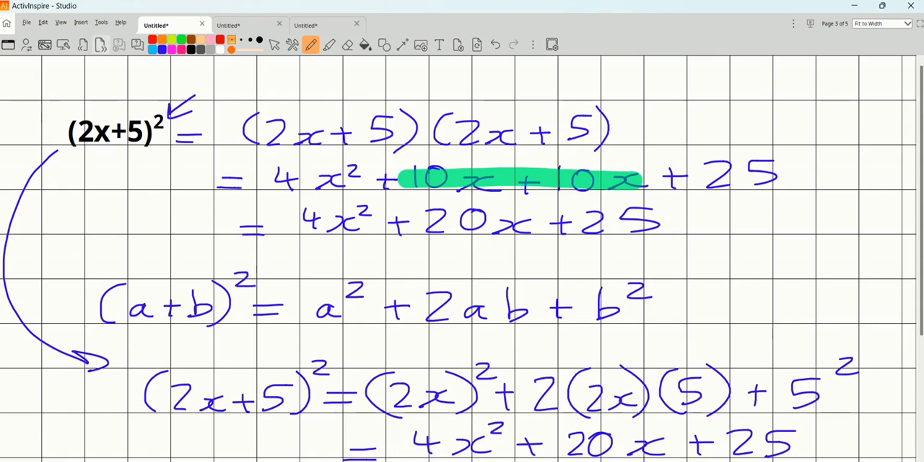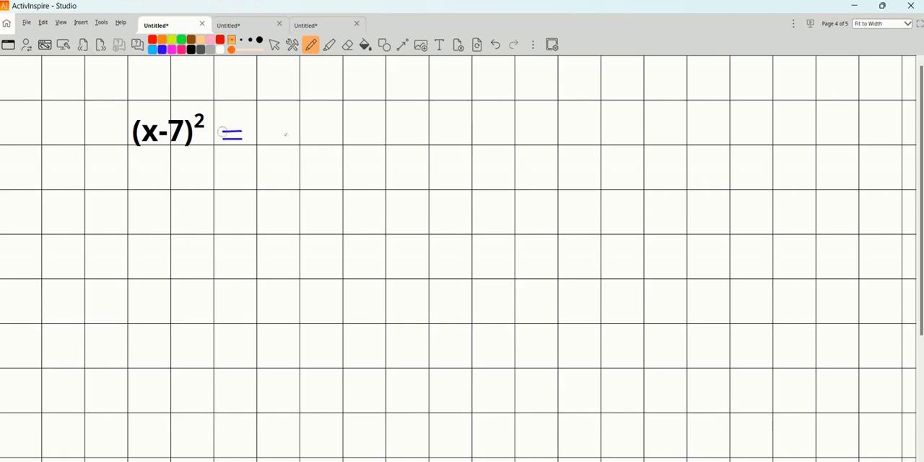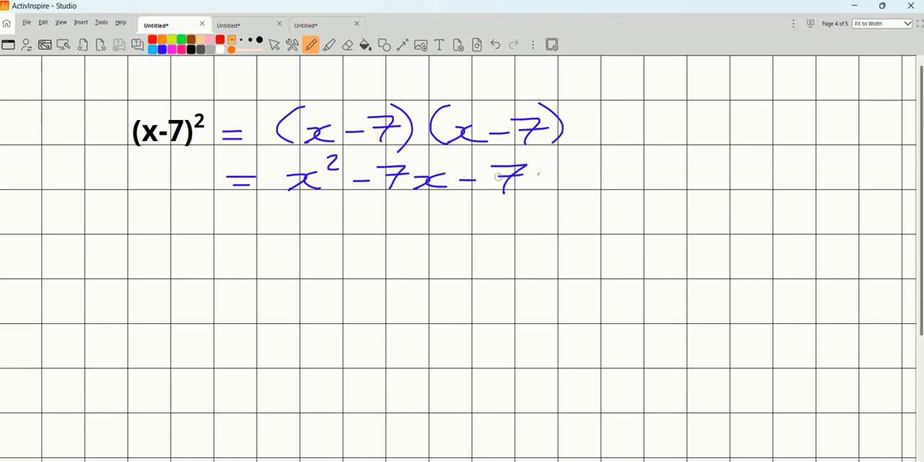We're going to apply this same concept later as well for the other identities. This is our next identity. Once again, we're going to do it the long way. We first write it as duplicates because we need to make sure that we have it correctly written so that we can expand using the long method. So this is going to be x times x, which is x squared. x times minus 7, minus 7 times x, minus 7 times minus 7, plus 49.